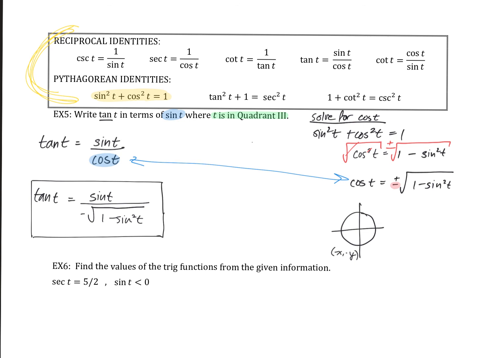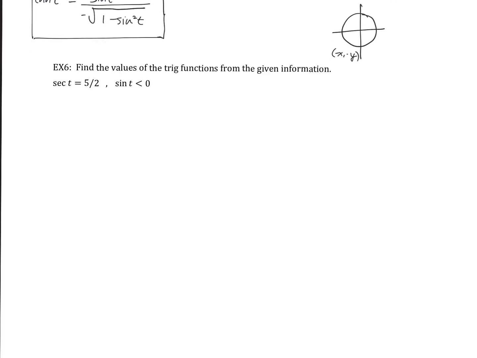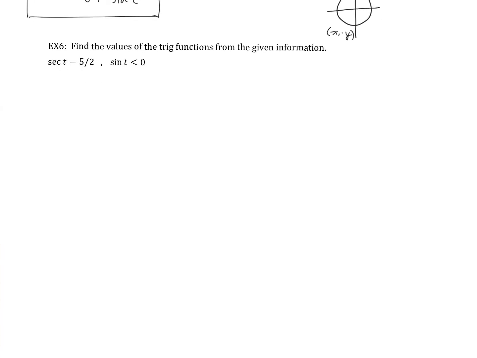Find the values of the trig functions from the given information. Okay, so we're only told one of the trig functions. Secant of t equals 5 over 2. And then we're told that sine of t is less than 0. So that's all we know. We're going to have to piece this together using the identities and anything else we know. So let's see. So secant of t is 5 over 2.